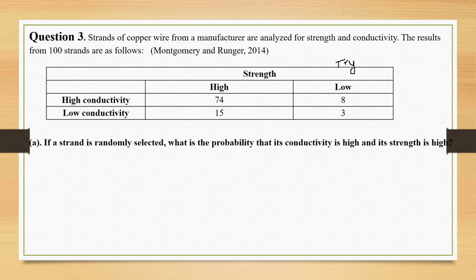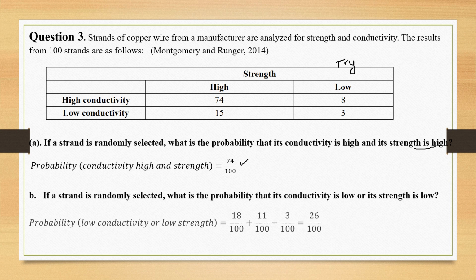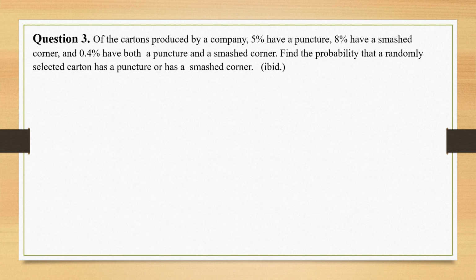Part A is, if a wire is randomly selected, what is the probability that its conductivity is high and strength is high? So I wrote down here the answer is 74 by 100, but you need to solve this question at your home. Okay, my dear student. Now this question is very important.